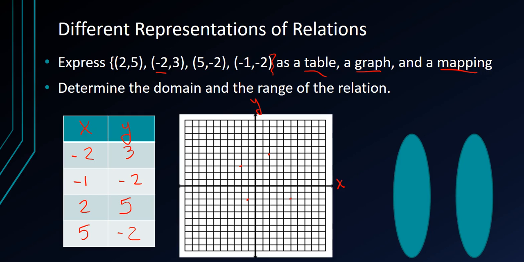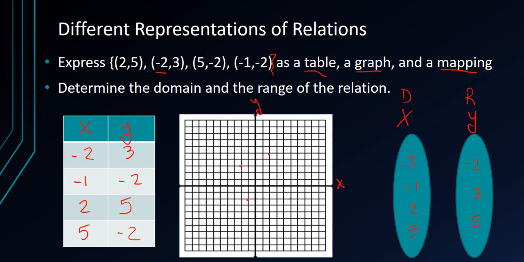Then I can also use them as a mapping. So in mappings we kind of have ovals or circles. You can also use rectangles. And the left side is the x and the right is the y. Sometimes you also see D and R for domain and range. It doesn't matter which way. So we have -2, -1, 2, and 5 for my x values, and my y's, I have -2, 3, and 5.